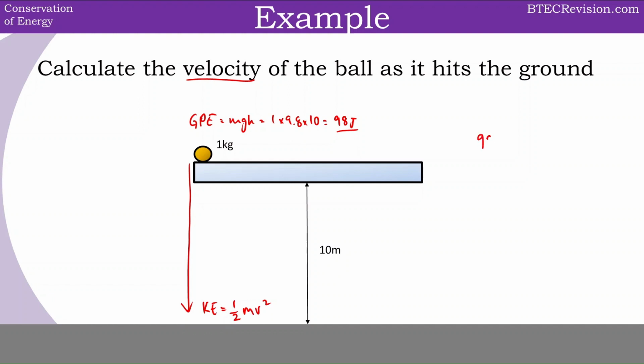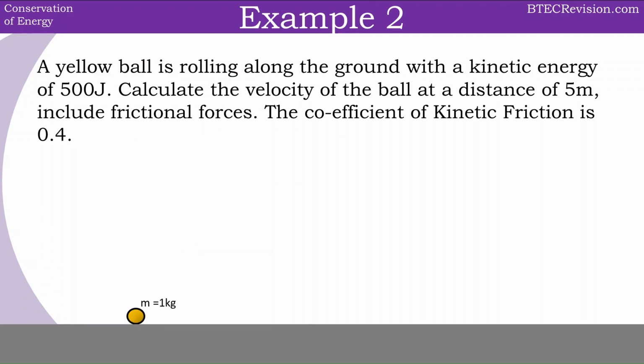So writing this at the side here, we can write 98 joules of energy is equal to half times the mass, which is 1, times velocity squared. Okay, rearranging this. So 2 times 98 is equal to v squared. So v equals square root of 2 times 98. And this gives us a value of 14 meters per second. Let's look at a second example.